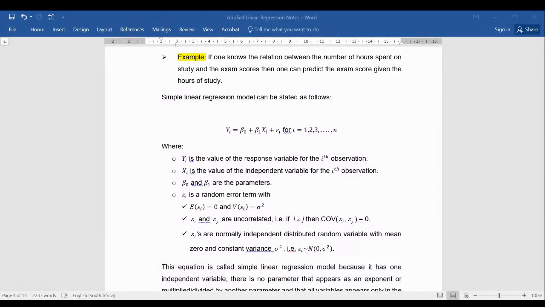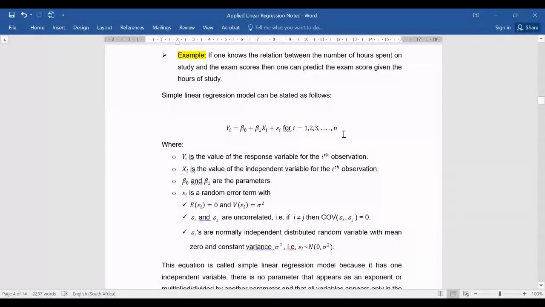I'm recording now. So I was saying, we looked at that example of studying the relationship between the hours spent on a study and the exam score. What we want to achieve at the end of the day is to predict the exam score given the hours one spent preparing for that particular exam. And then after that, we looked at a simple linear regression model.